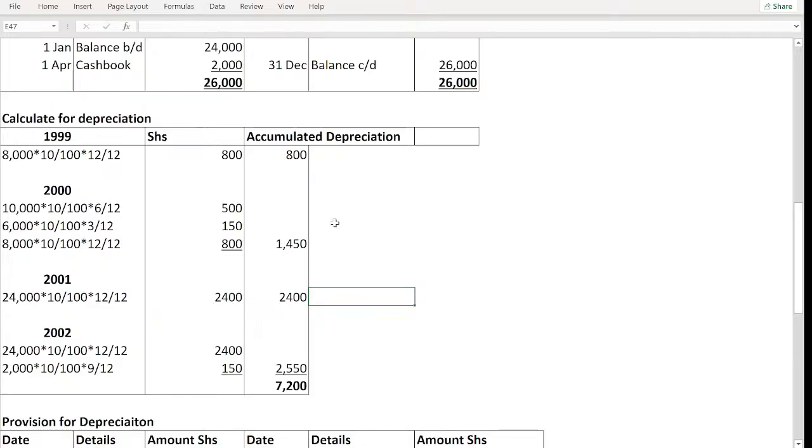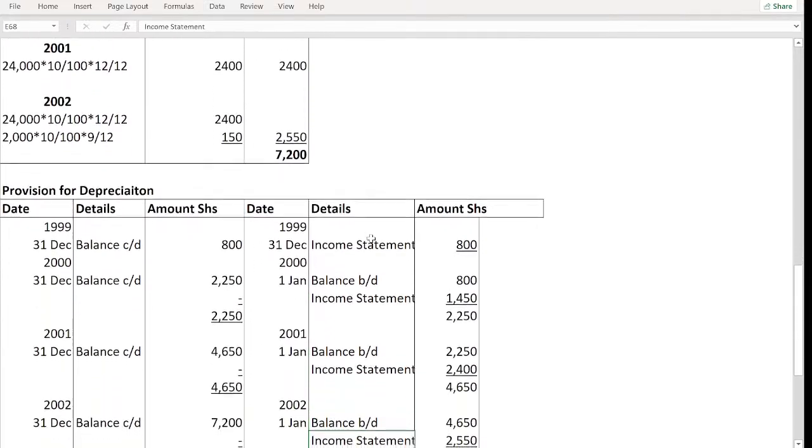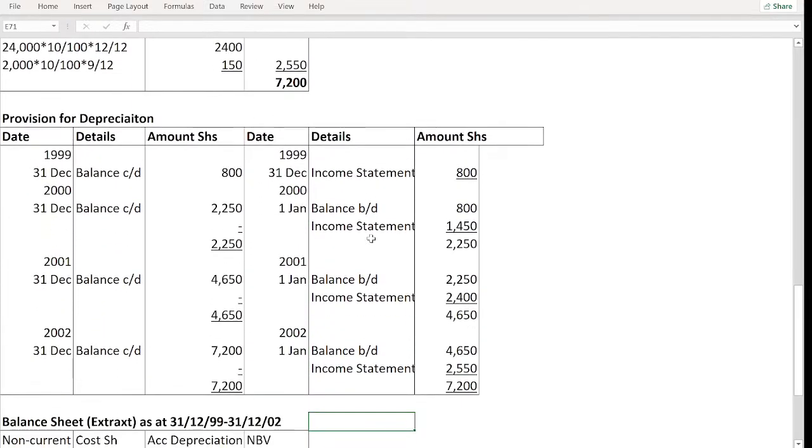So now we get to show the provision for depreciation account. For the provision of depreciation account, we are going to use what we have calculated in the depreciation amount. So we shall have two sides. We call that on the left hand side the debits and the credits. So we shall introduce the income statement, the P&L. So we saw that we were to debit the P&L and also credit the provision of depreciation.